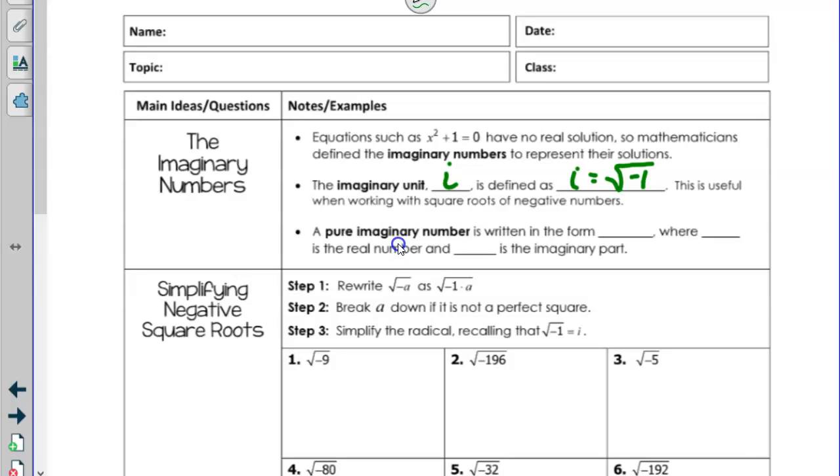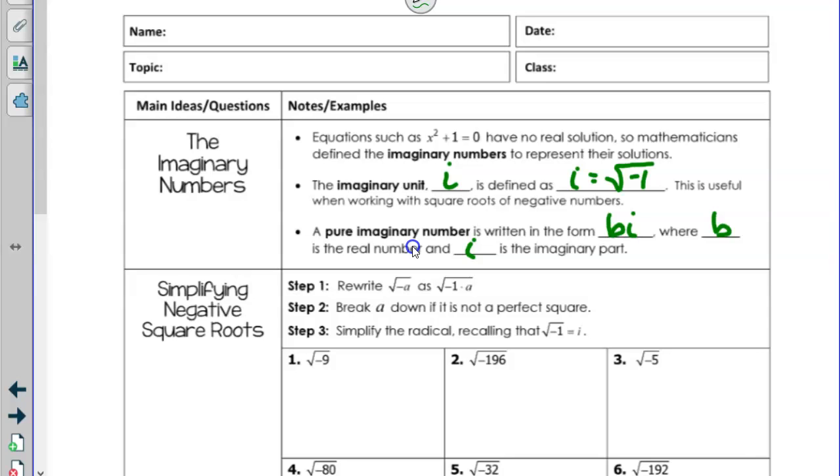Okay, a pure imaginary number is written in the form bi, where b is some number like 3, 4, 5. So b is the real number, and i is the imaginary part. You have two parts, and that's where the word complex comes from. Just two parts in one.